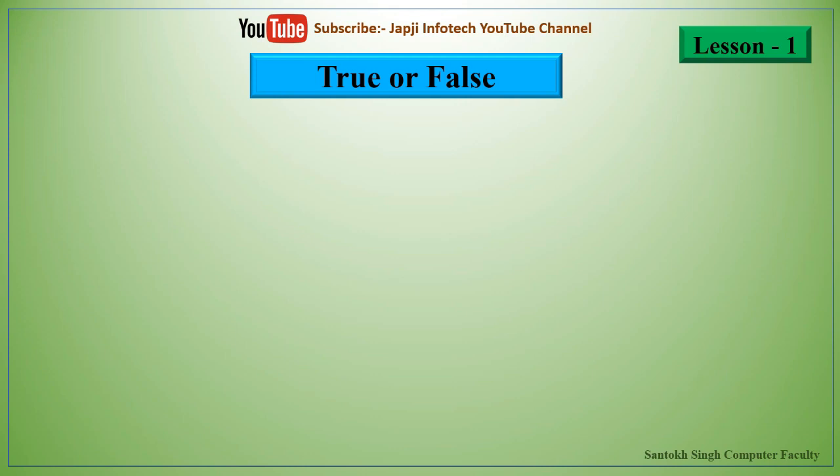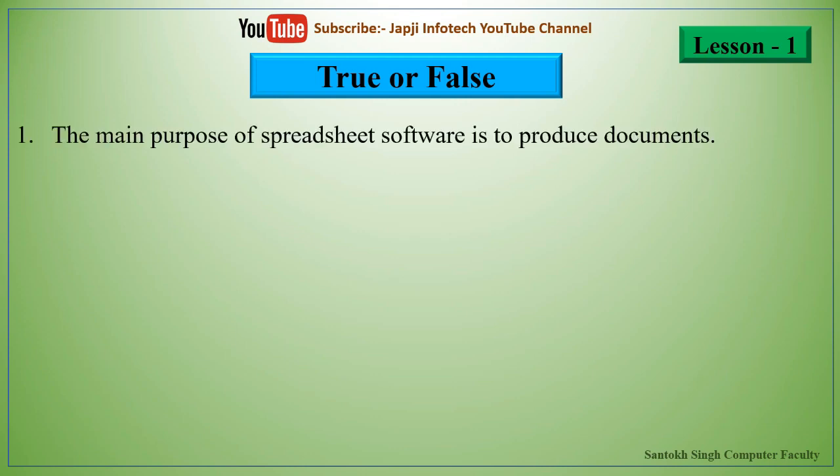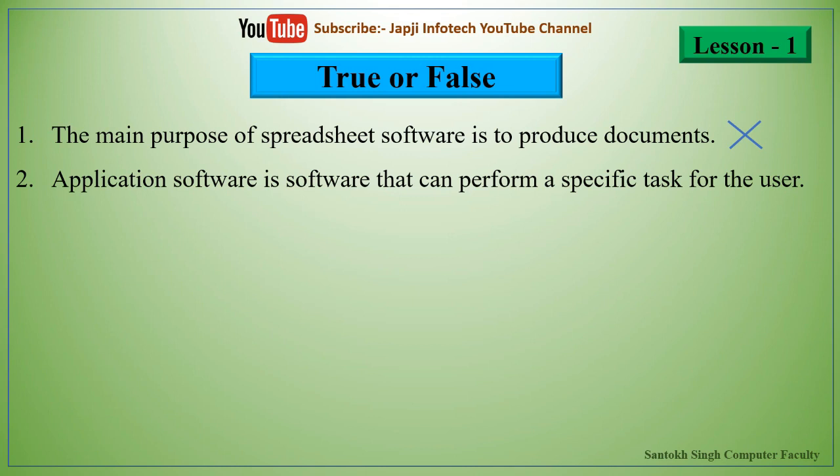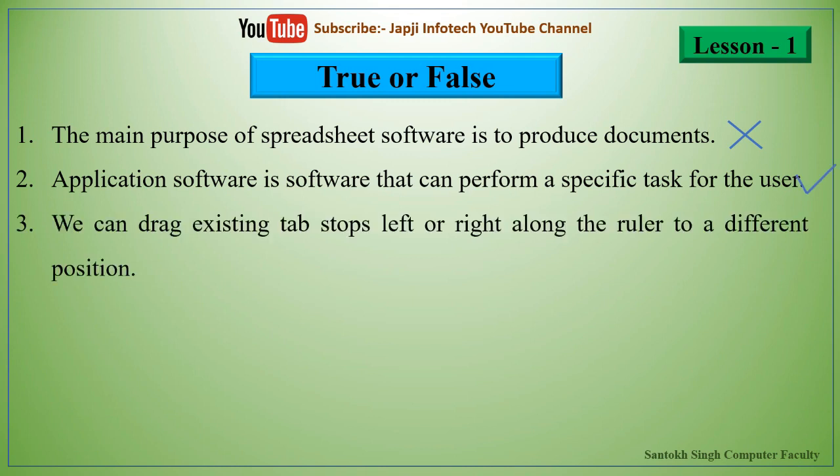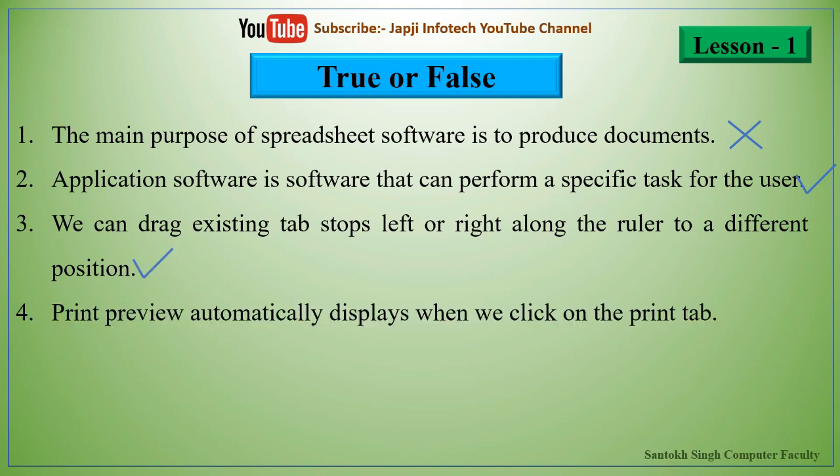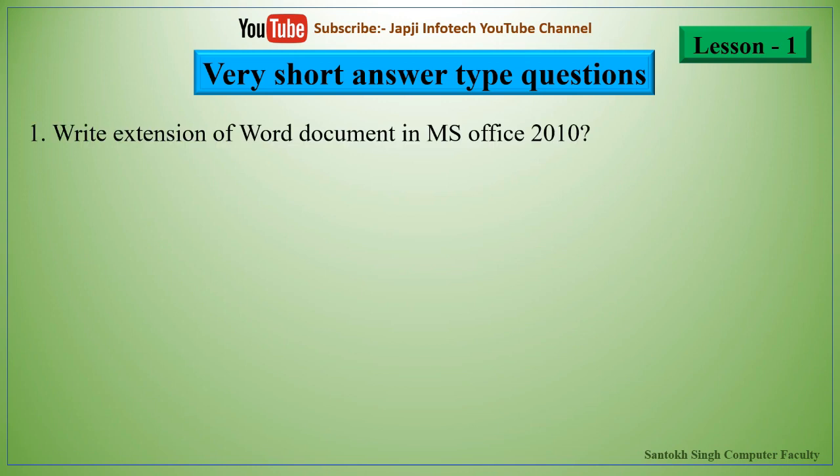So now we will learn about true or false. The first one is, the main purpose of spreadsheet software is to produce documents. Wrong. Second one is, application software is software that can perform a specific task for the user. Right. Third one is, we can drag existing tabs left or right along the ruler to a different position. True. Fourth one is, print preview automatically displays when we click on the print tab. True.